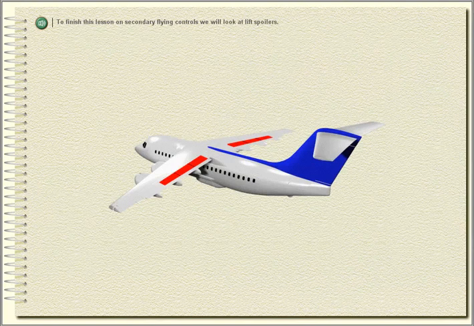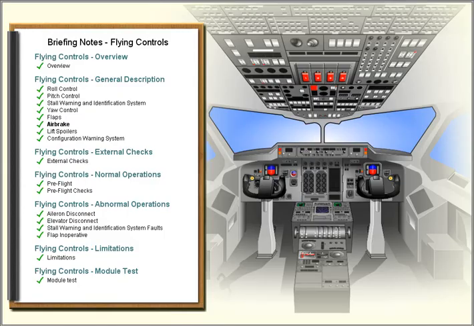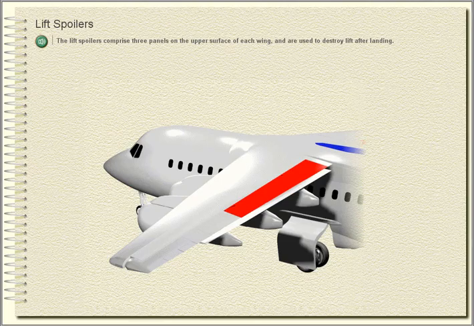To finish this lesson on secondary flying controls, we will look at lift spoilers. Lift spoilers. The lift spoilers comprise 3 panels on the upper surface of each wing and are used to destroy lift after landing.